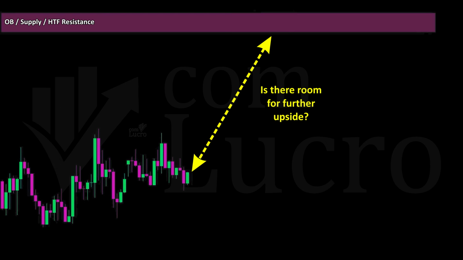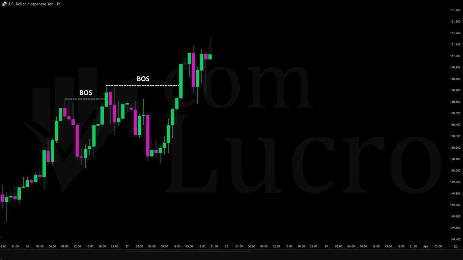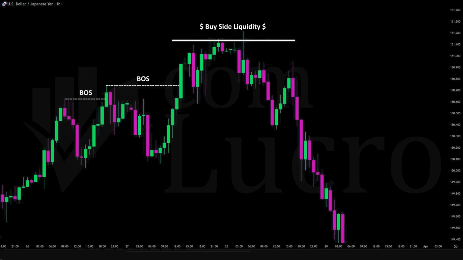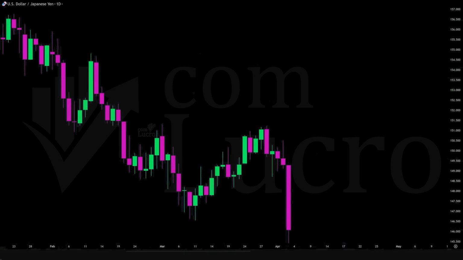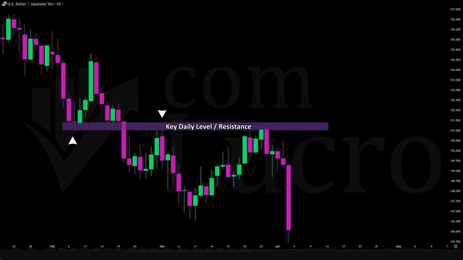more likely to fail. For example, here on the US dollar against the Japanese yen 1-hour chart, we can see a strong uptrend. At first glance, it looks like a promising bullish market for entering a long trade. However, price fails to create a new higher high and rejects the same level twice before reversing. Now, if we zoom out to the daily time frame, we can clearly see that this area has recently acted as a strong support and resistance level. So, despite the strong bullish momentum on the 1-hour chart, the market still reversed.